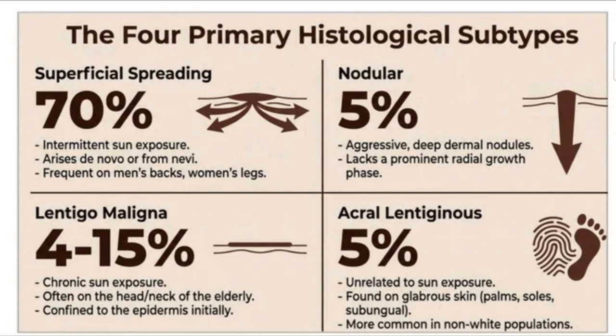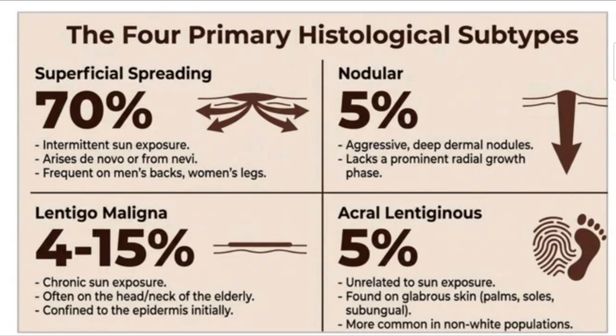Whereas there is lentigo maligna melanoma, which occurs in about 4 to 15 percent of melanomas, occurs due to chronic sun exposure, and usually affects elderly people. The growth pattern is that it is confined to the epidermis only, and has a very prolonged radial growth phase before it becomes invasive. It has a good prognosis if it is treated early.